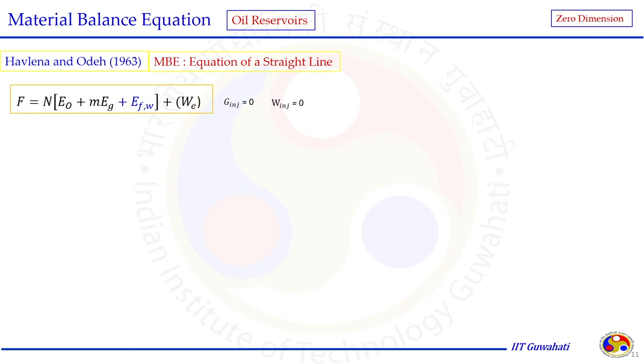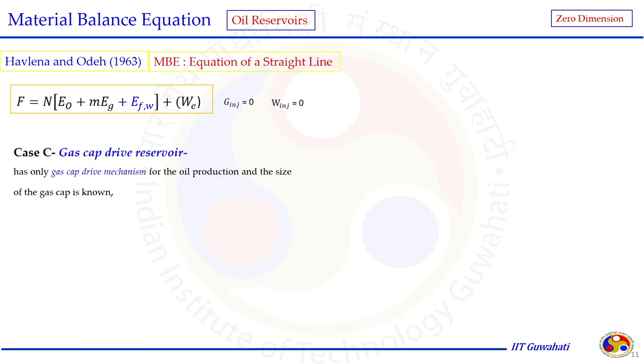The third case that we can discuss for this material balance equation for the oil reservoir is the gas cap drive reservoir, meaning an initial gas cap is present in the reservoir and is contributing significantly as a drive mechanism to produce the oil. So in case C, when we have only the gas drive mechanism for oil production and the size of the gas cap is known, the value of M is known to us. If it is unknown, we can adjust the equation accordingly to get the value of M.